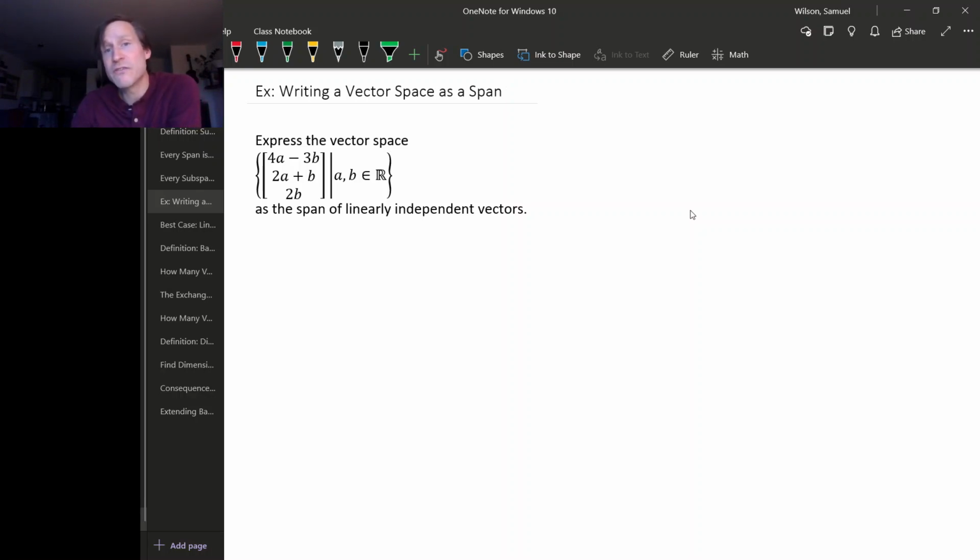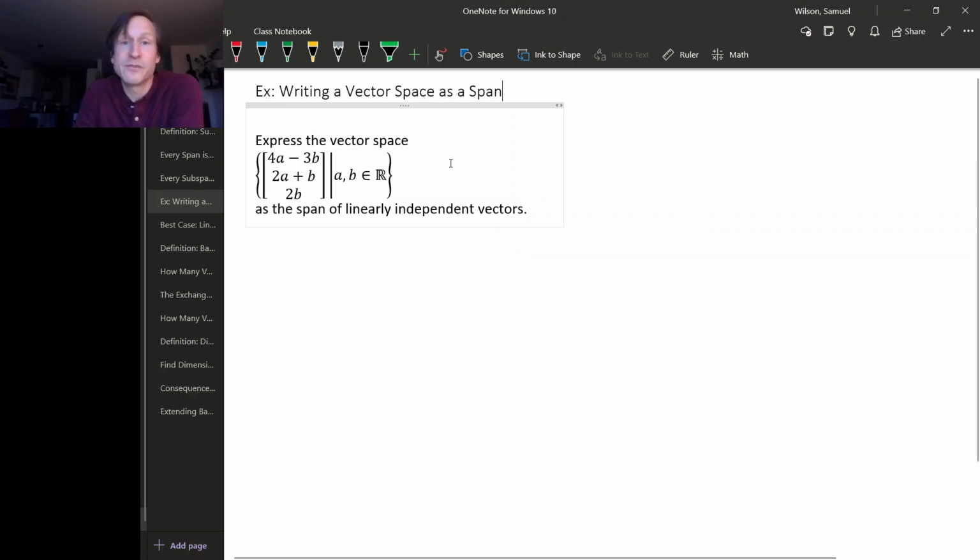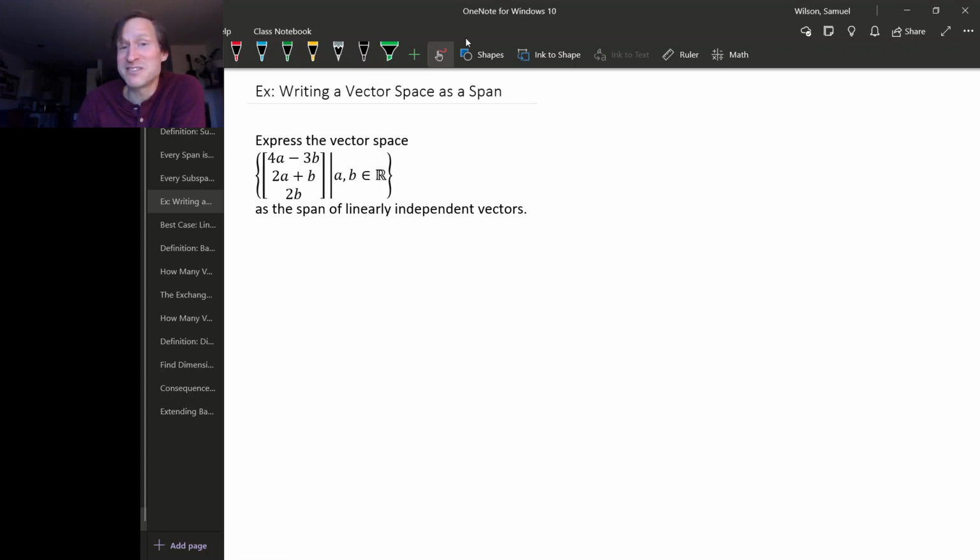We've proved that every subspace is a span of finitely many linearly independent vectors, but it's sometimes useful to actually express a vector space as a span of some vectors. So let's look at an example. Here's a vector space. You can take my word for it that this actually is a vector space.